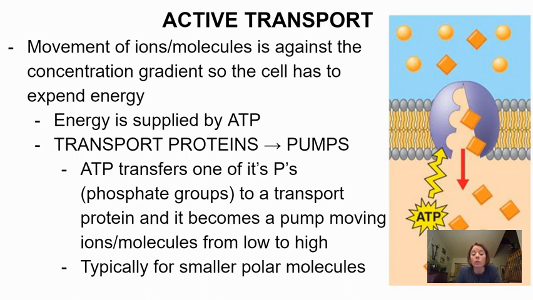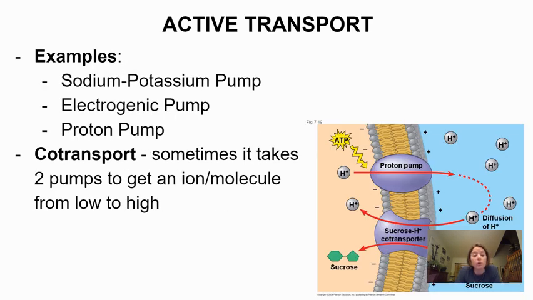This is generally used for small polar molecules. There are just some times when you need to move things across the concentration gradient in the wrong direction, from low to high. It just has to happen sometimes. 3 examples for you of times when we need that to happen are this one called the sodium-potassium pump. Then there is an electrogenic pump. And then there's a thing called a proton pump. We are going to get into the proton pump later. You can see it pictured here in a different use than we are going to talk about it.